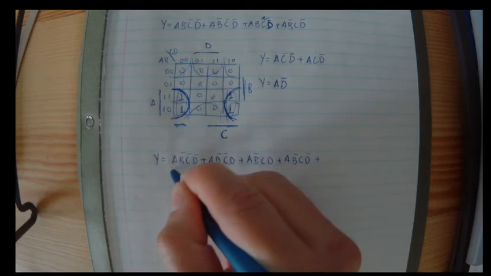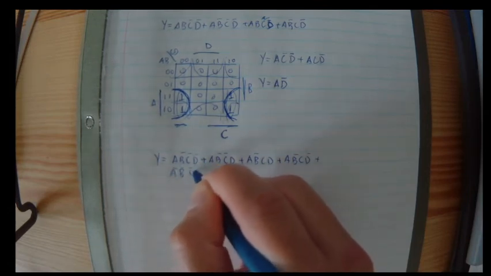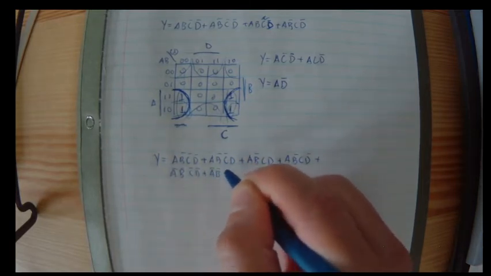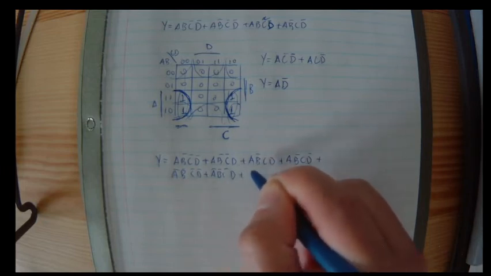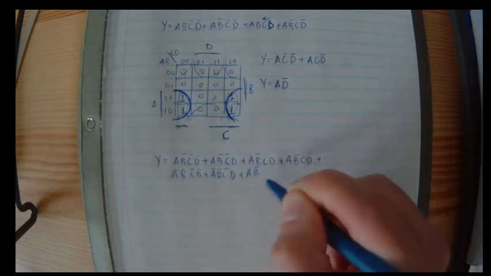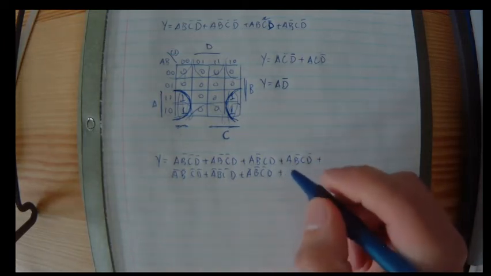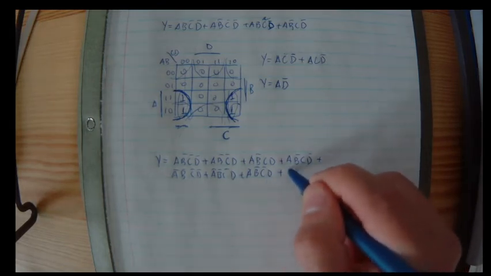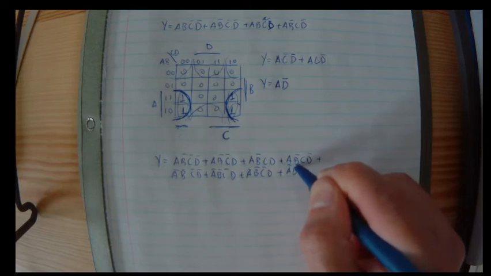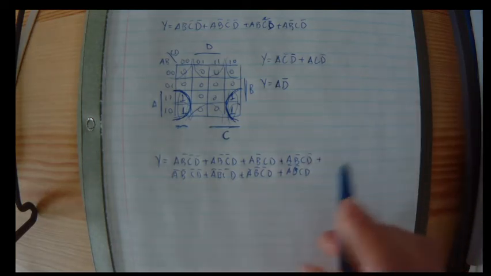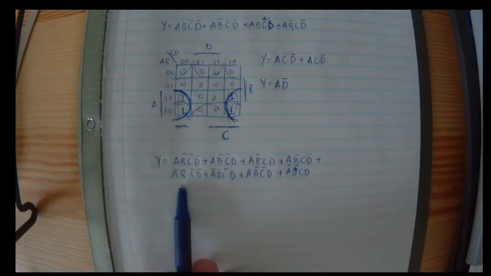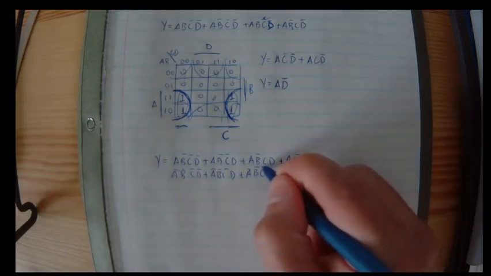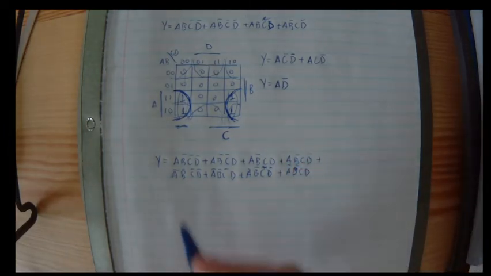And we have others: complement of A, complement of B, complement of C, complement of D, complement of A, complement of B, complement of C and D, or complement of A, complement of B, complement of C and D, complement of A, complement of B, C and D. So let me check. So C, D. Oh, so this one is wrong. This one is not here. This one is right here. So this is a big one.